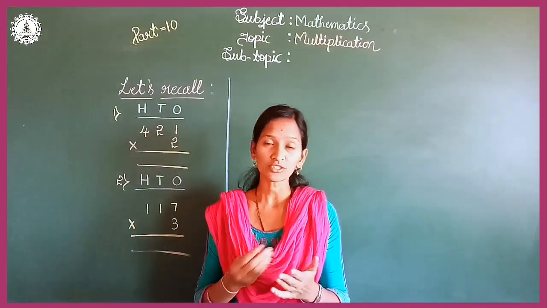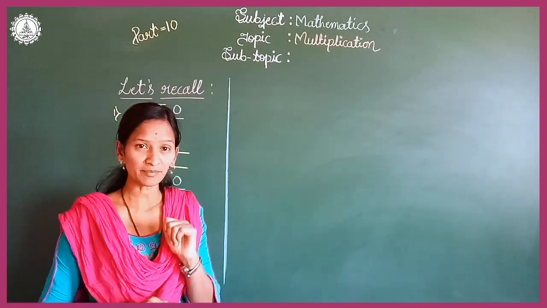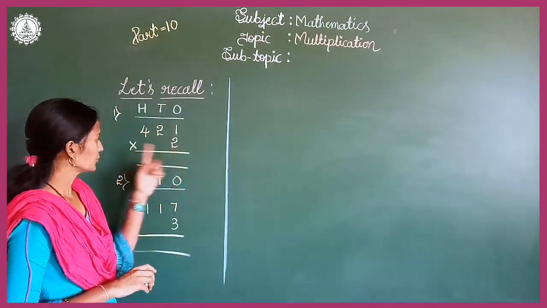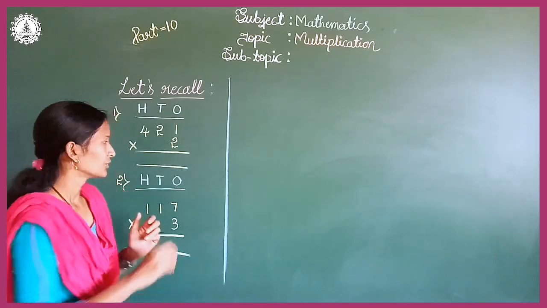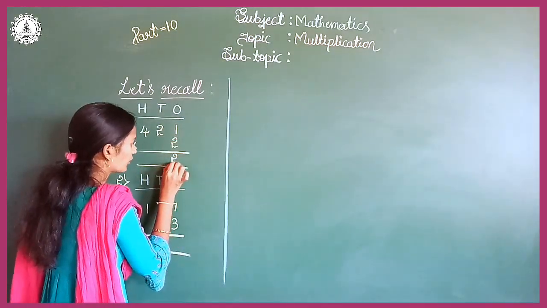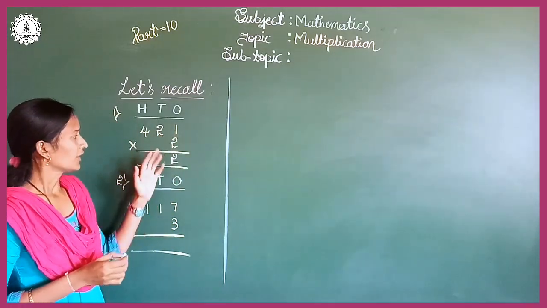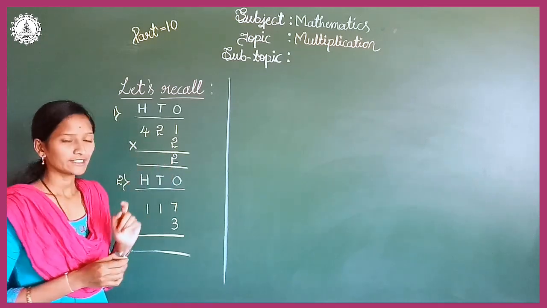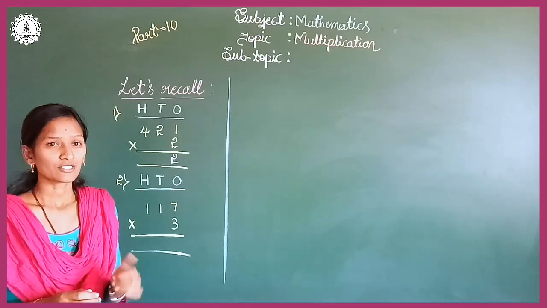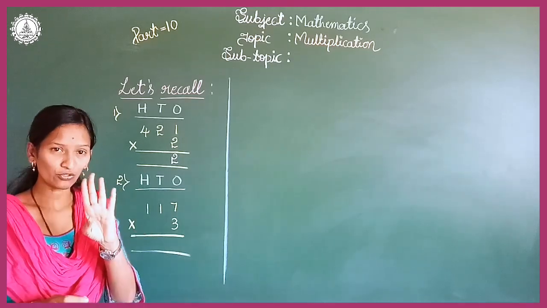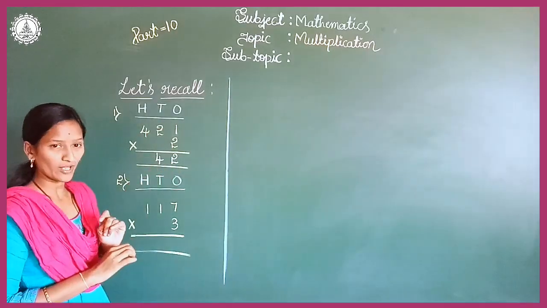So now you tell me what is our next step? Yes, you multiply the ones with the multiplier, right? So here 2 into 1. 2 into 1 is 2. So write down this 2 in the column of ones. Now come to the tens column. 2 into 2. Yes, in the table of 2, 2 2's are equal to what? Yes, 2 2's are equal to 4, right? So I am writing this 4 in the tens column.